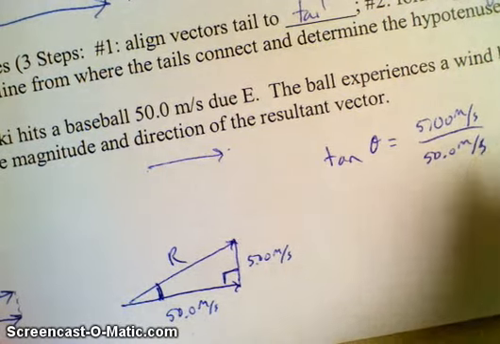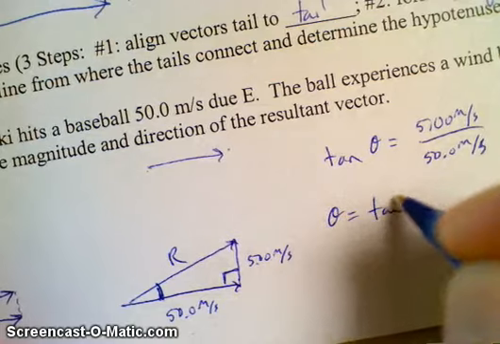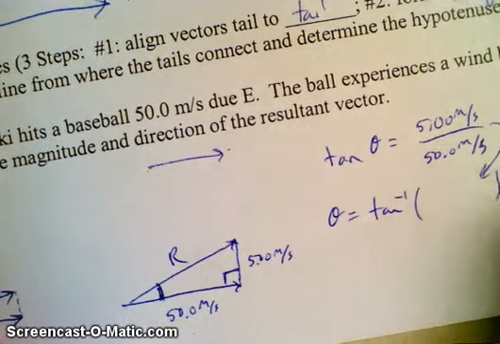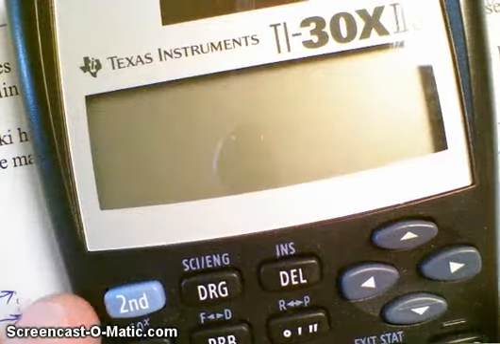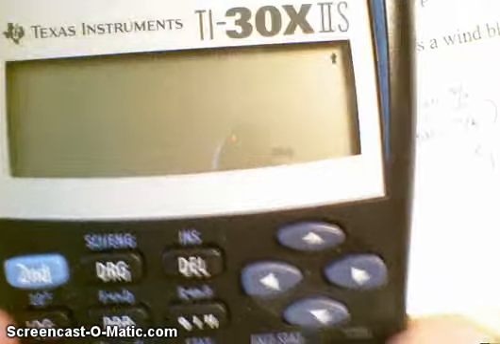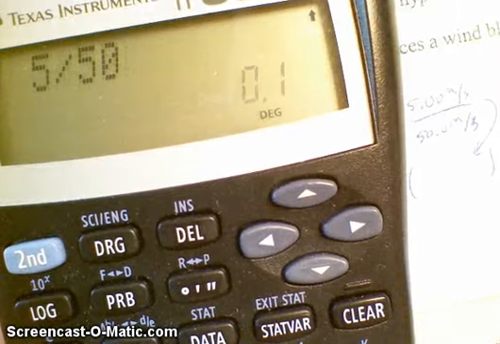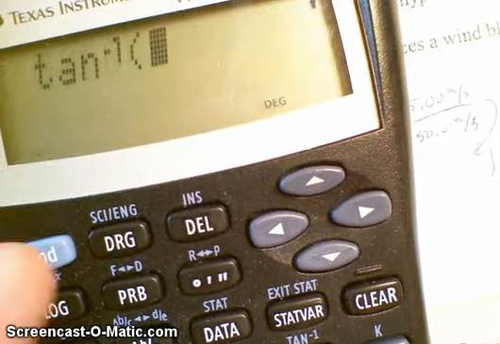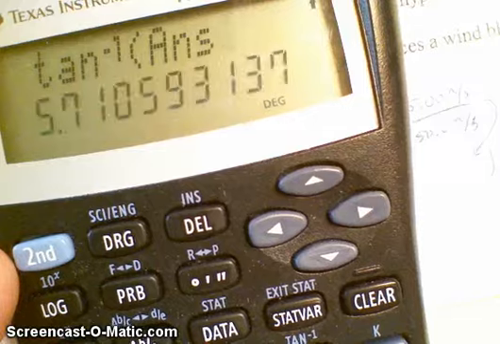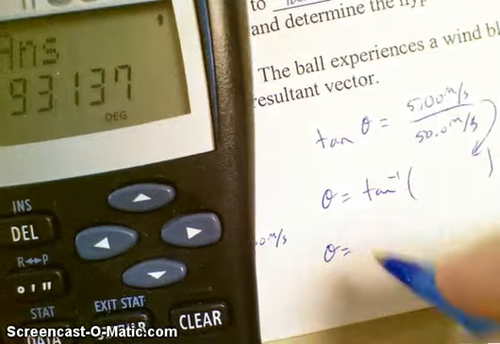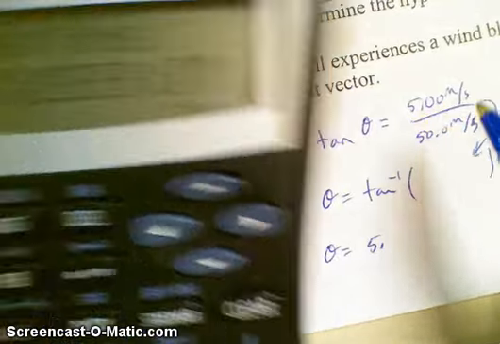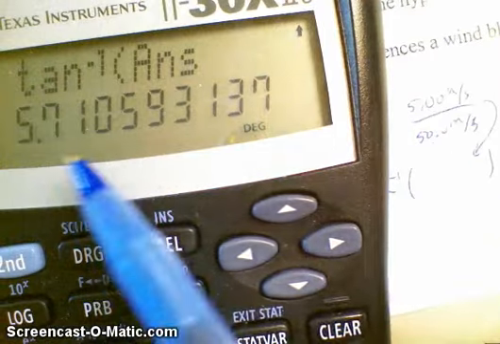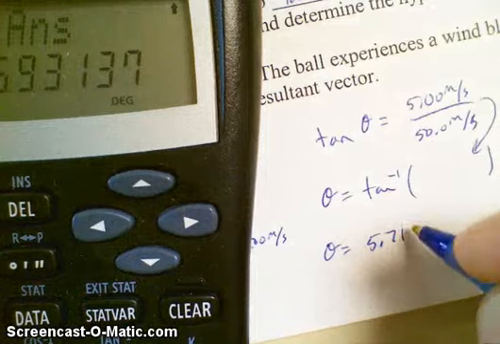meters per second. So theta is the inverse tangent of this value, and if I plug that into my calculator, I have 5 divided by 50, and take the inverse tangent of that answer, and I get an angle of 5 point, and then I look at 3 digits, the answer's going to have 3 digits, so it's 5.71 degrees.